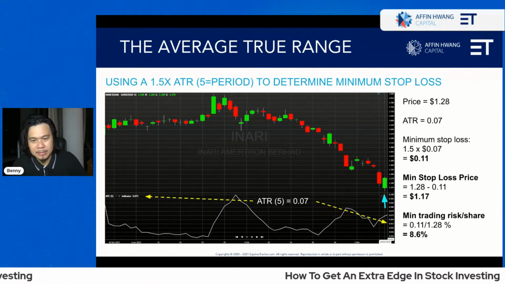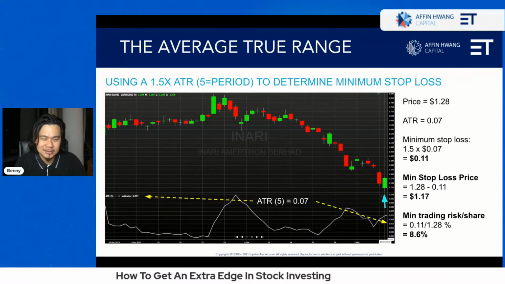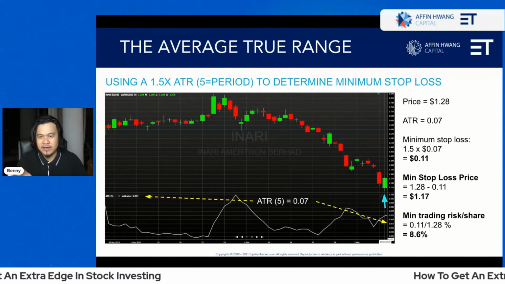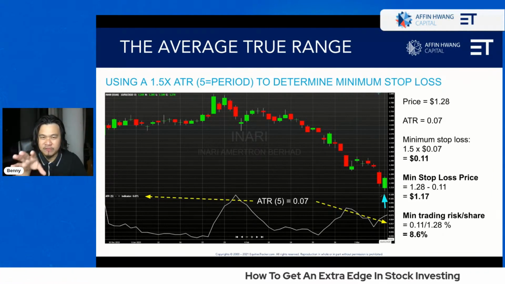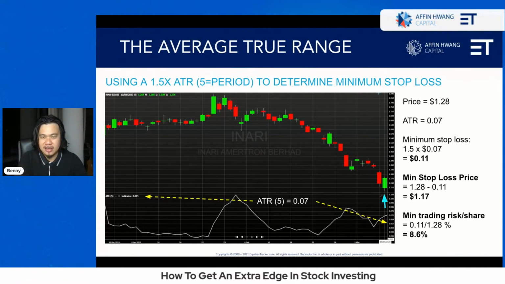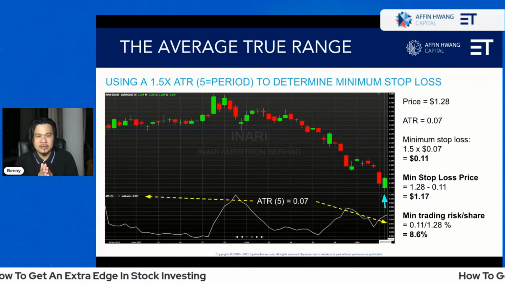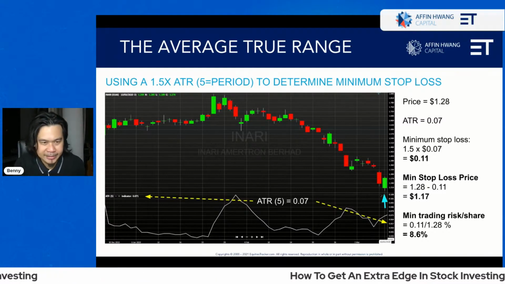Yeah, this can be used whenever you make a trading decision. Whenever you buy and you put a stop loss, you just have to determine whether the stop loss that you put is big enough or not. Whether your stop loss is more than 1.5 times the ATR. That's the idea.